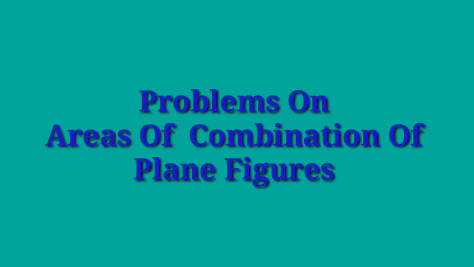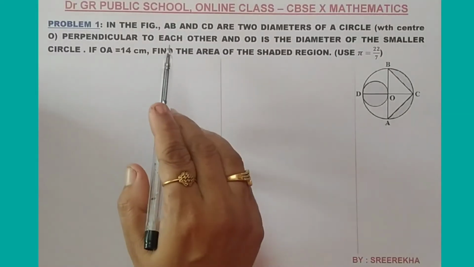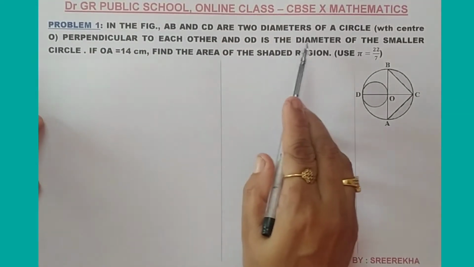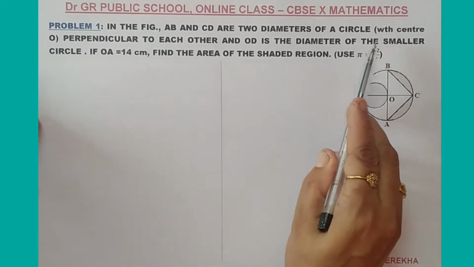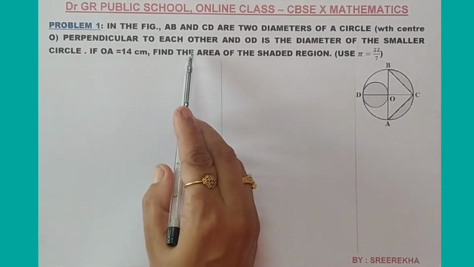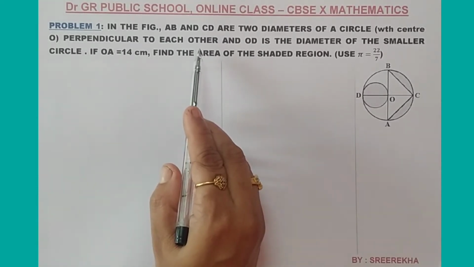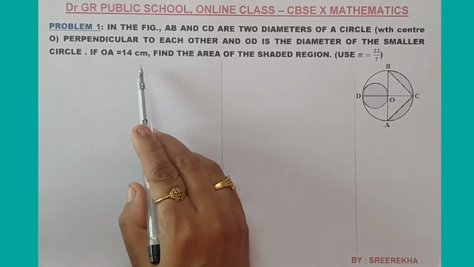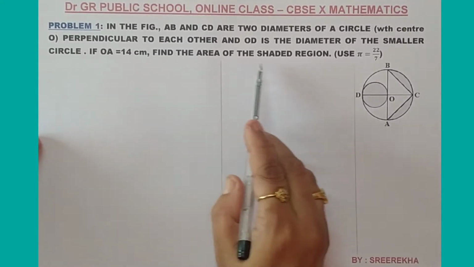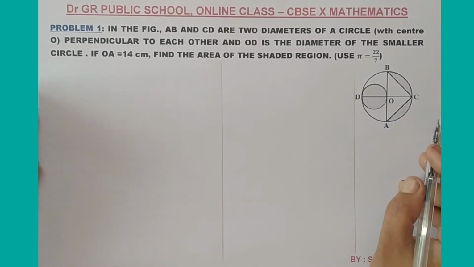We are going to discuss some more problems on areas of combination of plane figures. In the figure, AB and CD are two diameters of a circle with center O, perpendicular to each other, and OD is the diameter of the small circle. If OA equals 14 cm, find the area of the shaded region. Use the value of pi as 22/7.